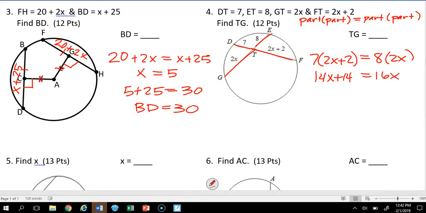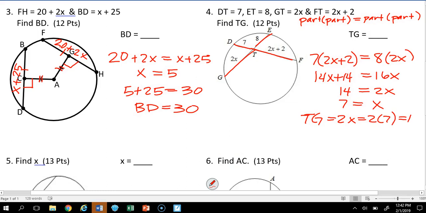Going to subtract 14x from both sides. That gives me 14 here is equal to 2x. Going to divide both sides by 2. So x is equal to 7. Here again, it tells us to find TG. So we have to plug that back in. And the equation for TG is 2x. So that means it's 2 times 7. So that's 14. Now remember again, we can test it to make sure our answer is right.